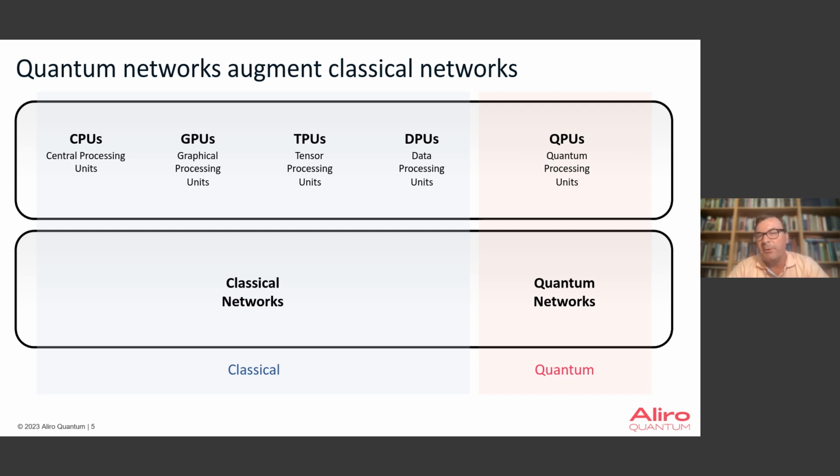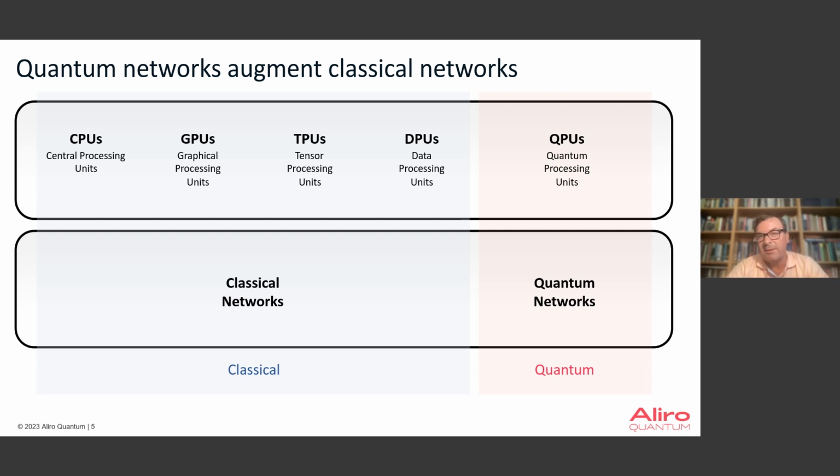Classical computers have been using coprocessors to perform specialized tasks for a very long time already. We have things like graphical processing units, or GPUs, that are used to offload graphics rendering. We have tensor processing units, or TPUs, that are used to offload machine learning, and we have data processing units, or DPUs, that are used to offload networking tasks. These coprocessors do not replace general purpose CPUs. Instead, they augment the CPUs by offloading some very specific specialized tasks.